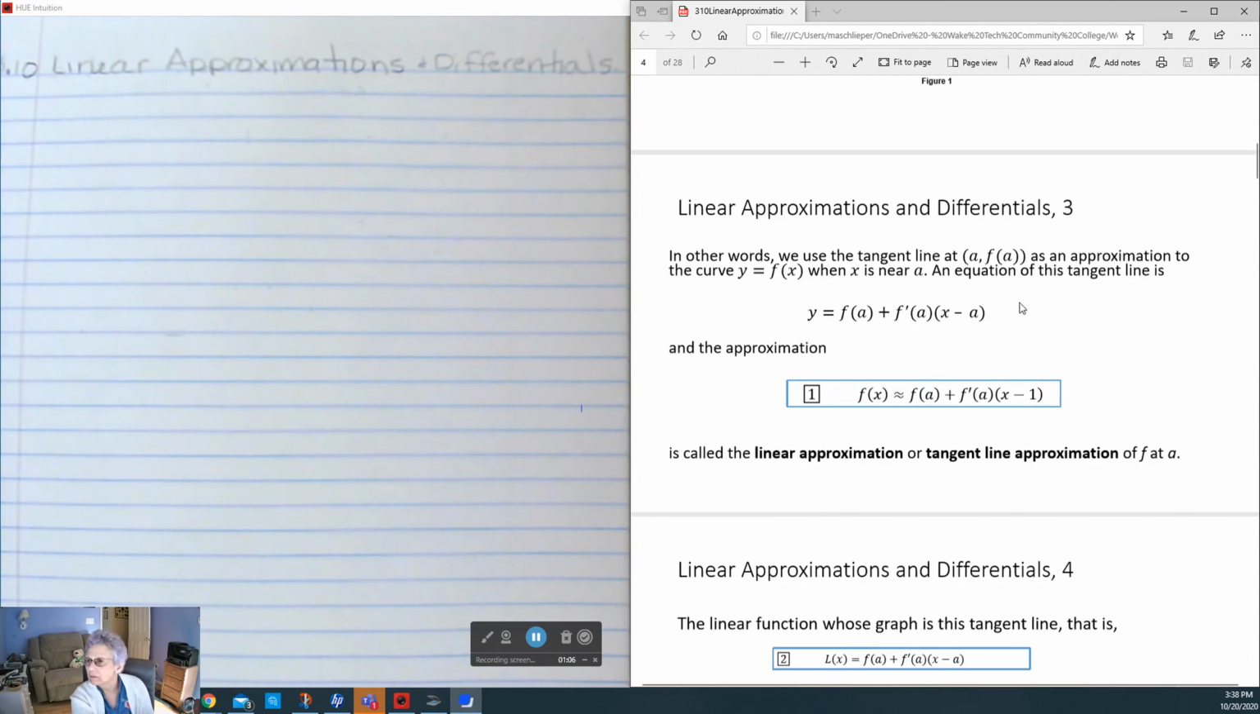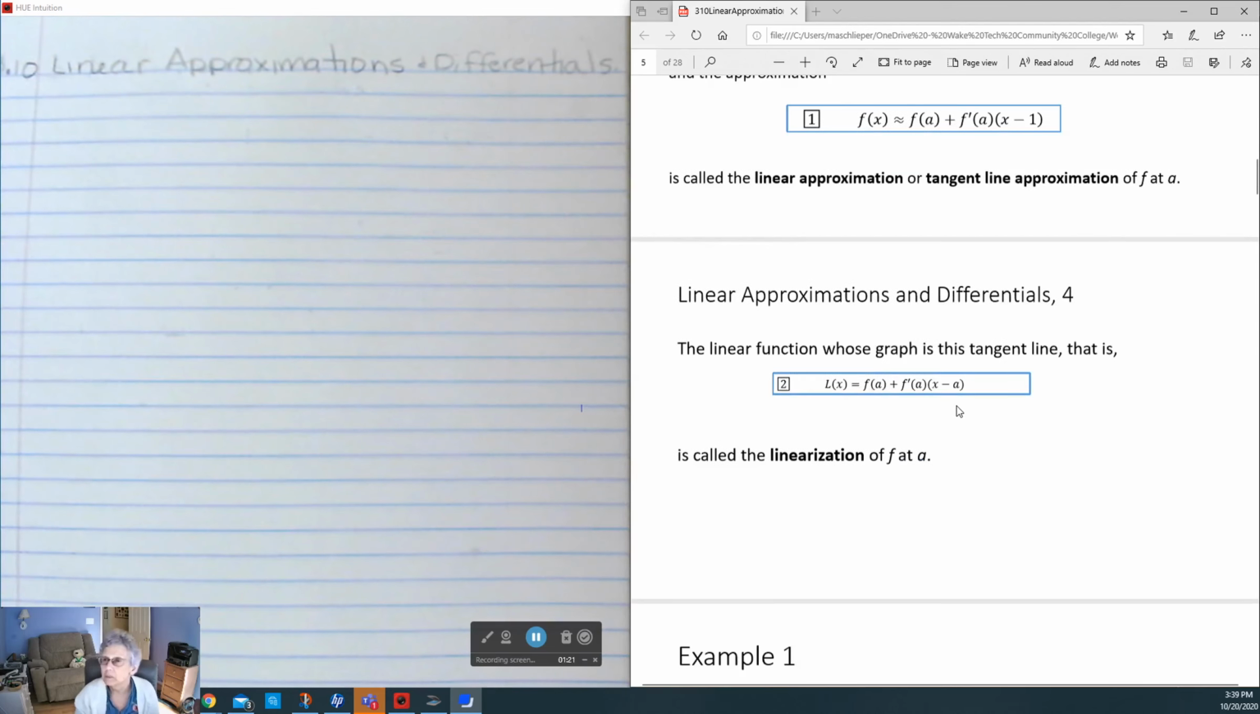So there it is. And that should be an A minus 1. I will go in and fix that before I post this for you guys. So, called the linear approximation or tangent line approximation at A. Let's look at this one because it's correct. The linearization of f at A.